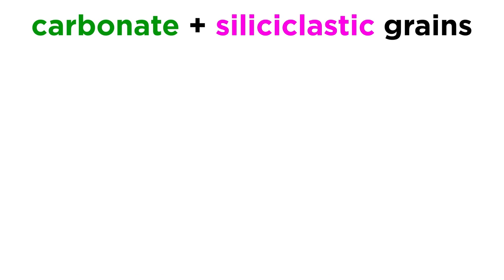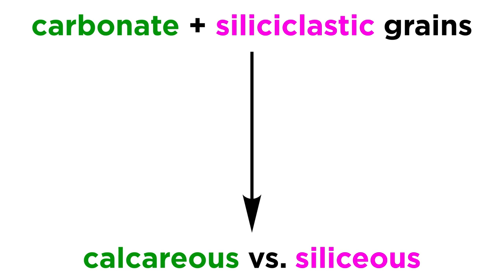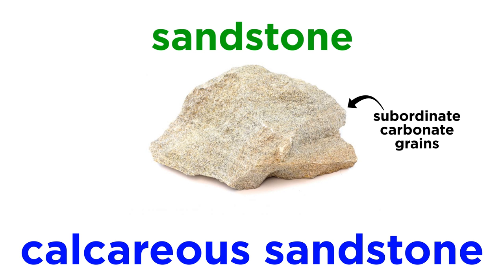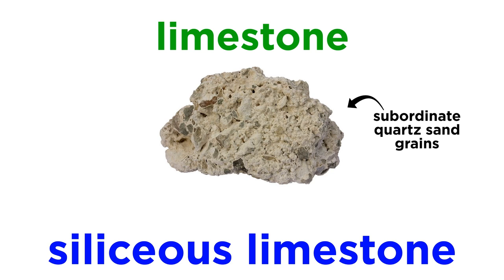It is not uncommon for sedimentary rocks to consist of a mix of carbonate and siliciclastic grains. In this scenario, the modifiers calcareous or silicious are added to its classification. For example, a sandstone containing subordinate carbonate grains would be classified as a calcareous sandstone. A limestone with subordinate grains of quartz sand would be called a silicious limestone.